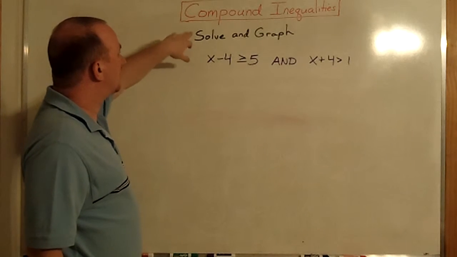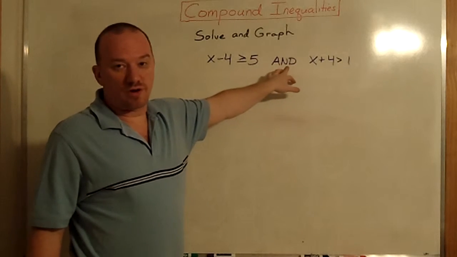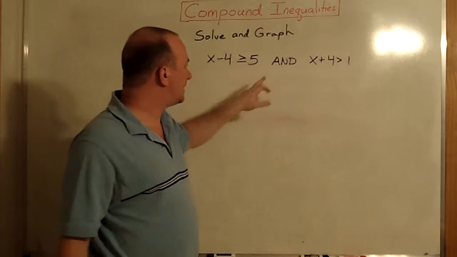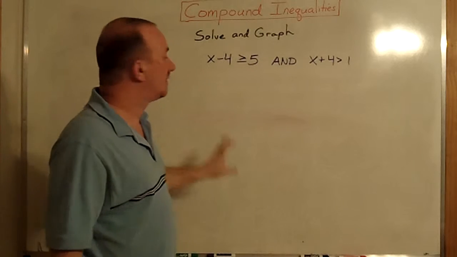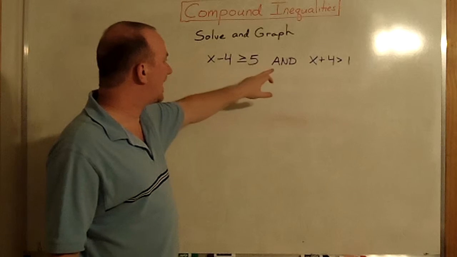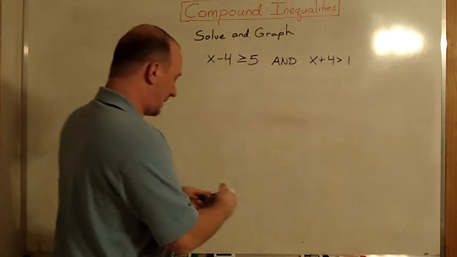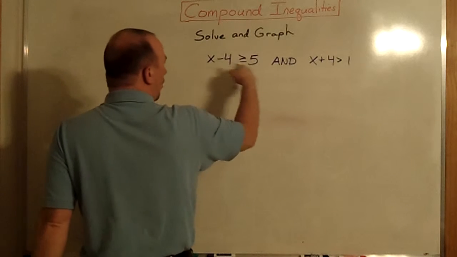Back with compound inequalities, and we still have solve and graph. But instead of having an "or" in the middle to join these two pieces, we have an "and" in between them. So we have x minus 4 is greater than or equal to 5, and x plus 4 is greater than 1. So let's go through and solve each piece.